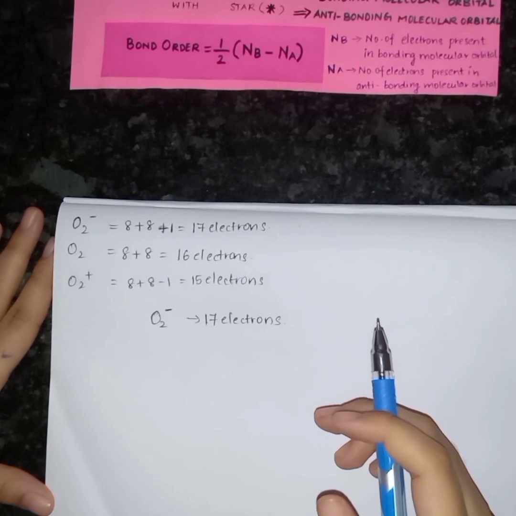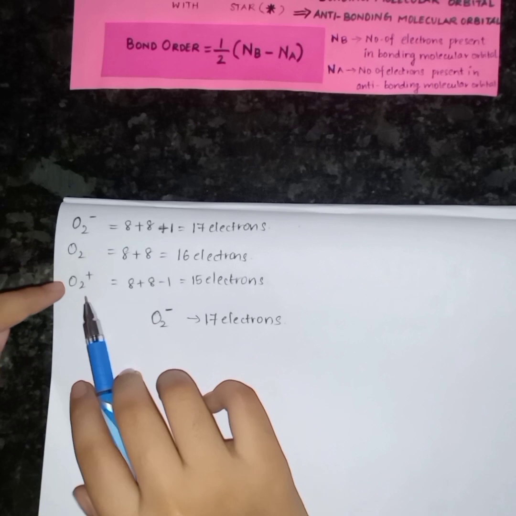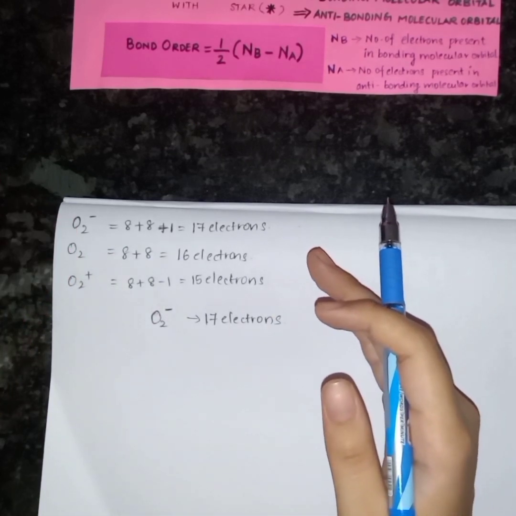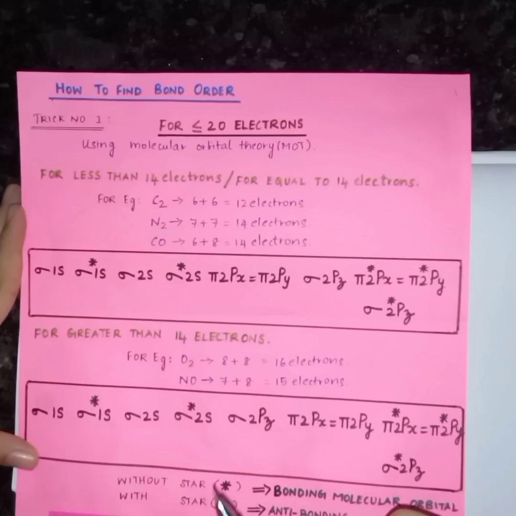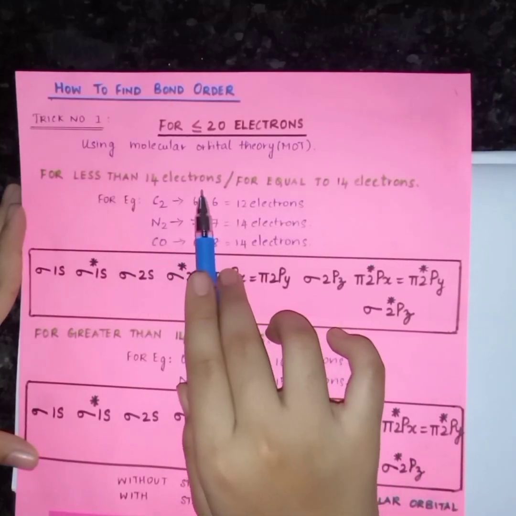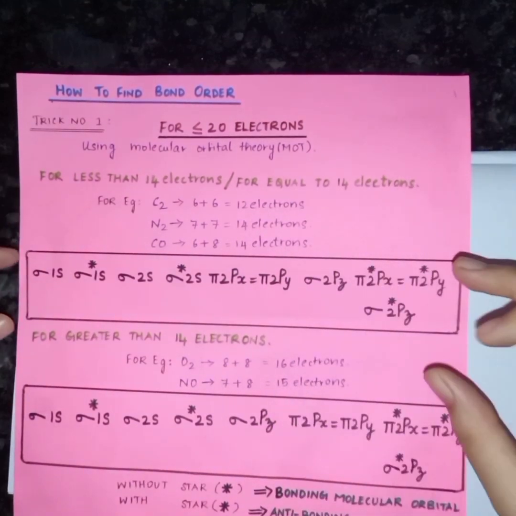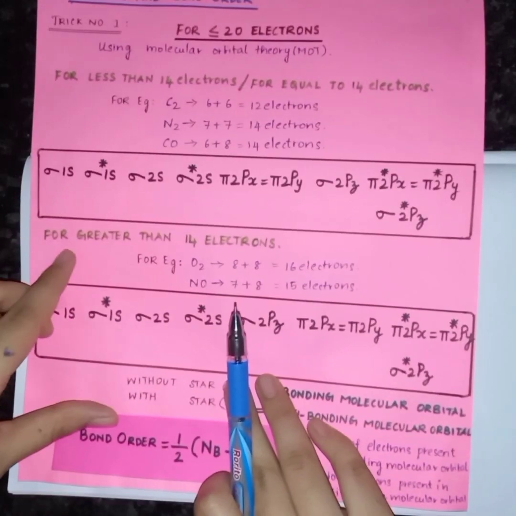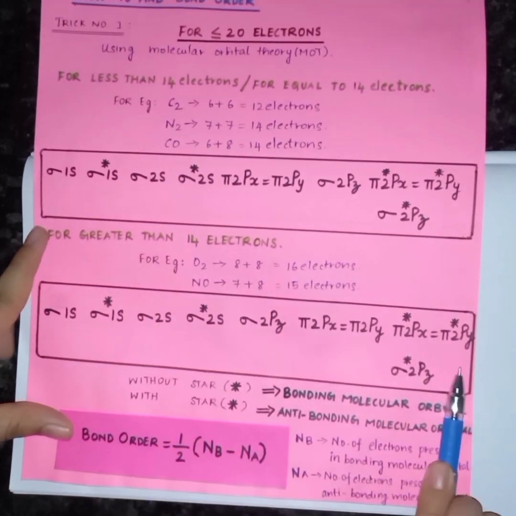First of all, find the number of electrons for O2 minus, O2 and O2 plus. After finding the number of electrons, you have to check whether the number of electrons is greater than 14 or less than 14. For less than 14 electrons or for equal to 14 electrons, you have to use this particular formula. For greater than 14 electrons, you have to use this particular formula.